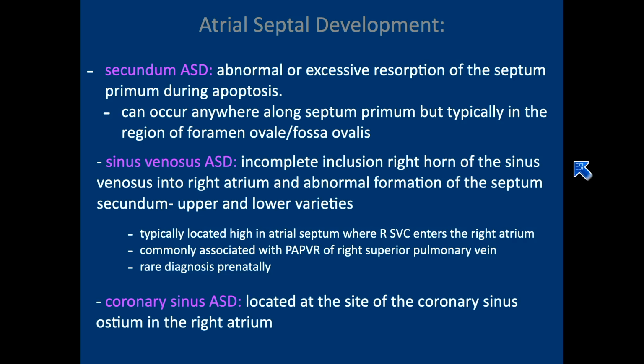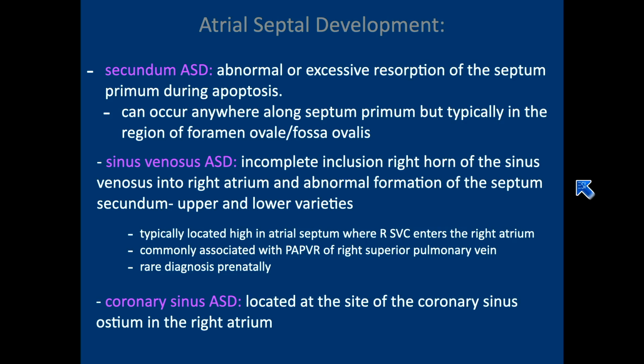The sinus venosus ASD really is incomplete inclusion of the right horn of the sinus venosus into the right atrium, very commonly associated with anomalous insertion of the right superior pulmonary vein. It's a rare diagnosis prenatally. I'm mentioning this really for the purpose of, if you don't know it exists, you're never in your wildest dreams going to pick it up. Nobody doing ultrasound is new to this dictum, but really keep in mind the eye sees what the mind knows.